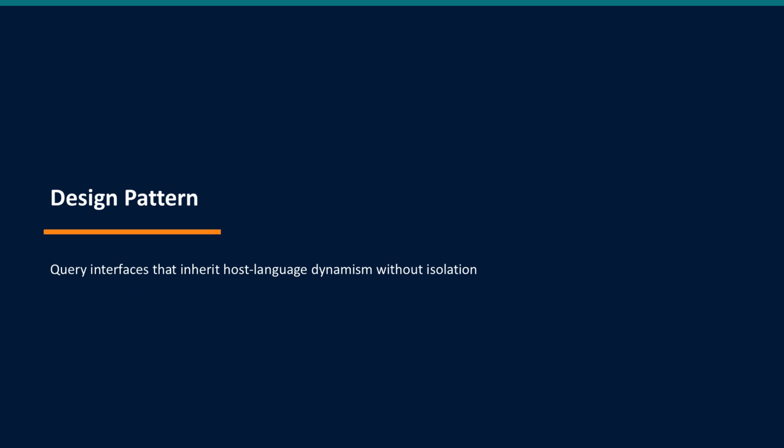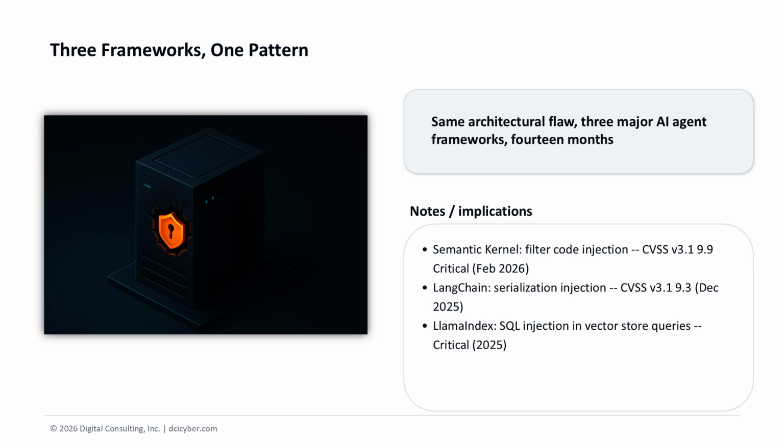It has a name, the Framework-Internal Eval Surface. It appears when an AI framework's query interface accepts caller-supplied strings and resolves them through the host language's native attribute access, inheriting the interface without inheriting the isolation. Look at the timeline. Semantic Kernel, February 2026. Filter evaluation resolves caller-supplied field names through Python's attribute access mechanism. That's the one we're analyzing today.